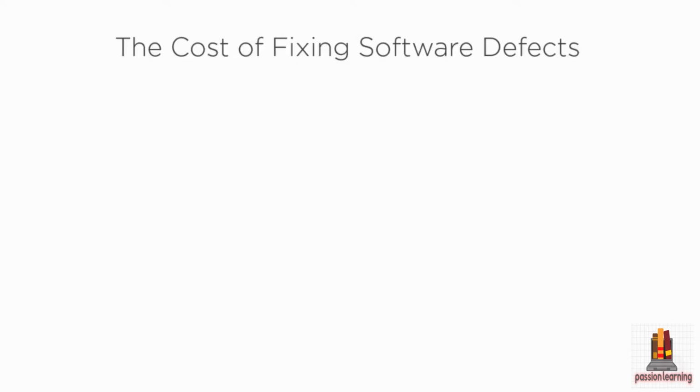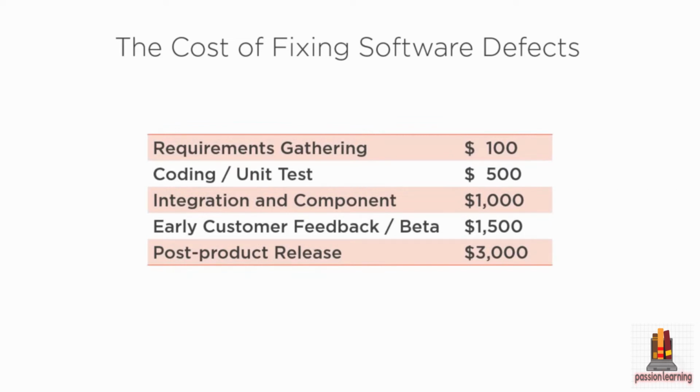Let's take these relative costs and plug in some actual monetary values. Here the cost to fix a defect at requirements gathering stage is $100, so this is our 1 times multiplier. At the coding or unit test phase, we increase this by 5 times to a cost to fix of $500. The integration and component test phase, the cost increases to 10 times or $1,000, and at the beta test phase, 15 times or $1,500. And post-product release, this is our 30 times cost, in this example, $3,000.